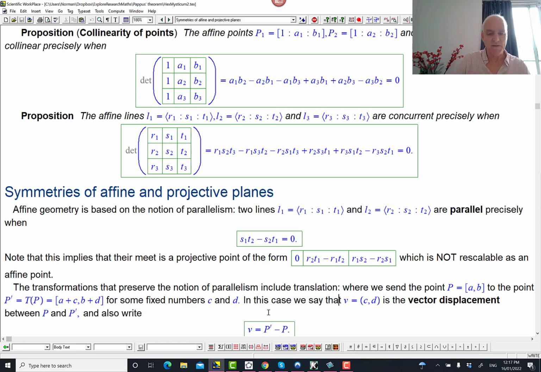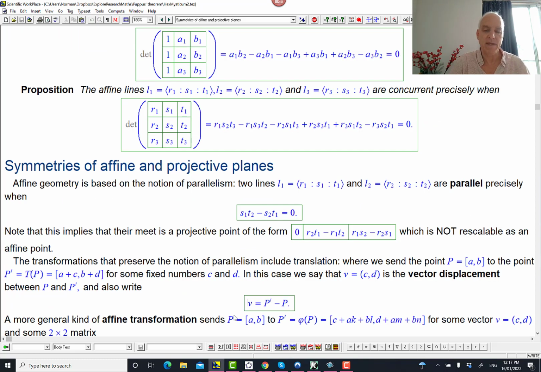In this case, we can say that the vector V, which is the vector (C, D), is the vector displacement between the original point P and the new point P prime. And we'll also write V in subtractive notation as the difference P prime minus P. So this is a very simple kind of transformation that preserves the essential parallelism. But a more general kind is what's called a general affine transformation. And it has a bit more complicated form.